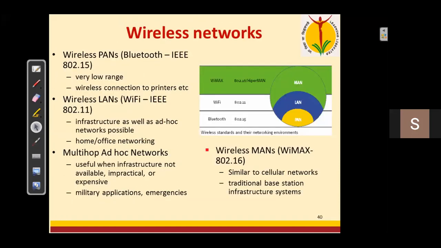So in a nutshell, for the wireless networks, wireless PAN belongs to Bluetooth, that is IEEE 802.11. That is the wireless personal area network. The wireless local area network belongs to Wi-Fi, that is wireless fidelity. And in multi-hop ad hoc networks, we can have the wireless MANs, that is metropolitan area networks, where the 802.16 standard is there.